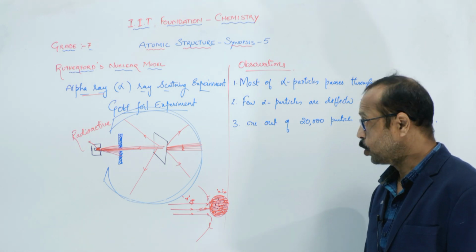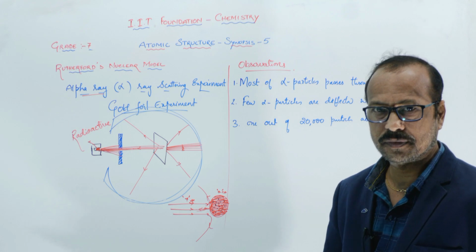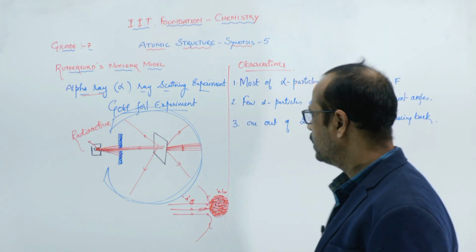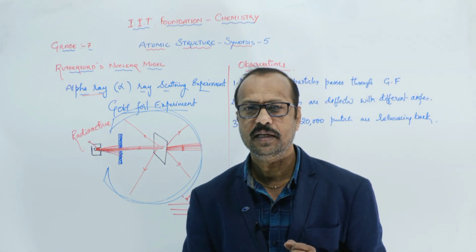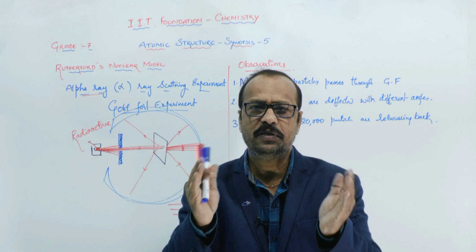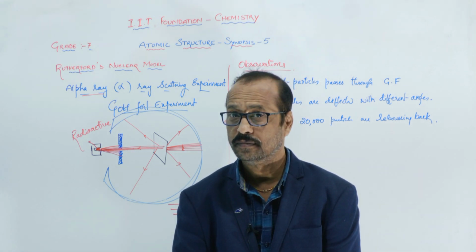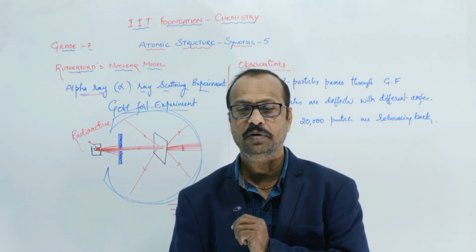Clear? Okay. Now after these observations, what did he conclude? He concluded that most of the alpha particles are passing straight. The meaning is what? Most of the space in the atom is empty. Most of the rays are passing straight through. So the meaning is what?